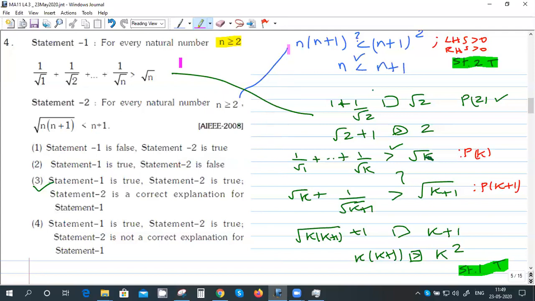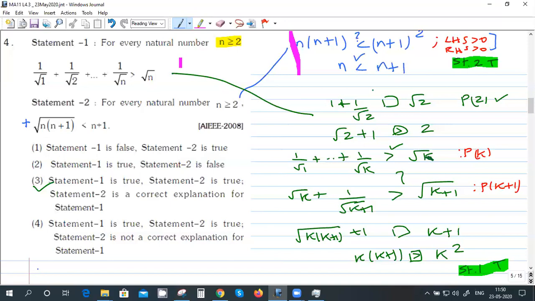Statement 2: this is checking for statement 2. You can square both the sides. Squaring will not change the inequality. This square root means the positive root. And n is a natural number greater than or equal to 2, so the right hand side is positive. So when you square them, the inequality still holds because both LHS and RHS are positive. But if one of them is negative, it need not be true.